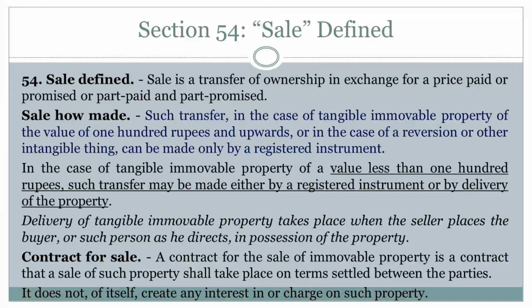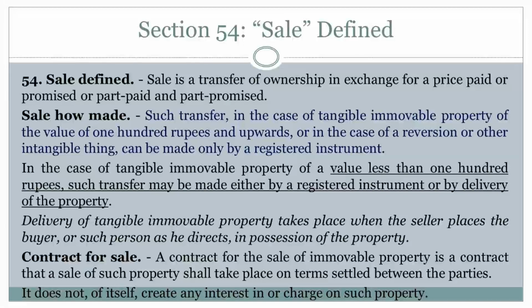Delivery from the vendor to the purchaser is complete when, ladies and gentlemen, the seller places the buyer in possession of the property. Okay, and the last part of Section 54, the last para of Section 54, I'd like to read it. I'm going to go into greater detail on this a bit later, but I'd like to read it anyway. A contract for the sale of immovable property.